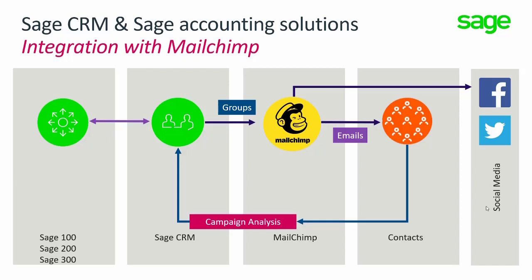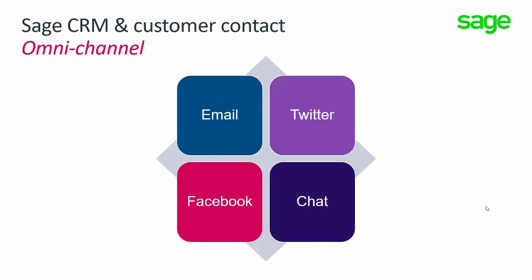And we've developed the unique email feature inside Sage CRM 2021, and then we're also doing some more work with it in 2022. So why is the unique email idea so important? Well, it's really part of this concept of omnichannel.